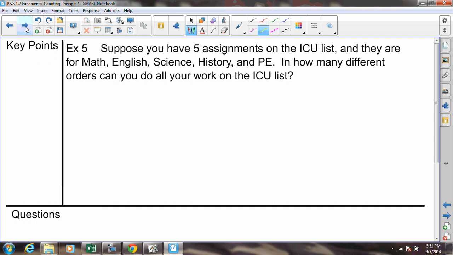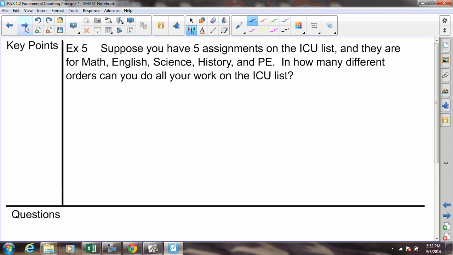Okay, this one, suppose you have 5 assignments on the ICU list, for 5 different classes. You have math, English, science, history, and PE. In how many different orders can you do all your work on the ICU list? We could create a tree diagram. Completely valid strategy. We could create the whole list, but that's going to be a fair amount of work, and we don't need the whole list. We were not asked to list all the orders. We were not asked to create a tree diagram for those orders. We just said how many.